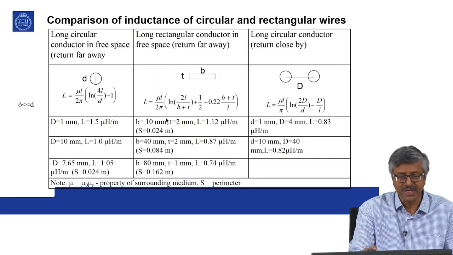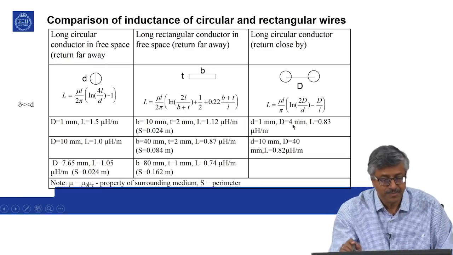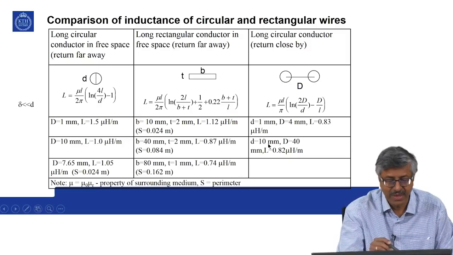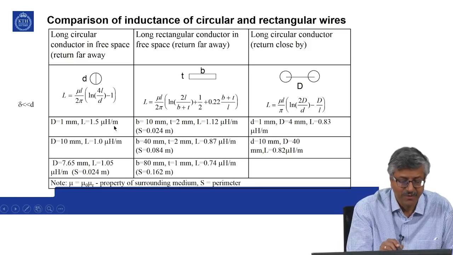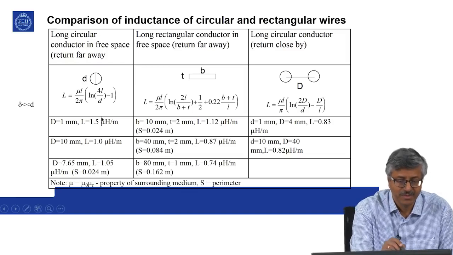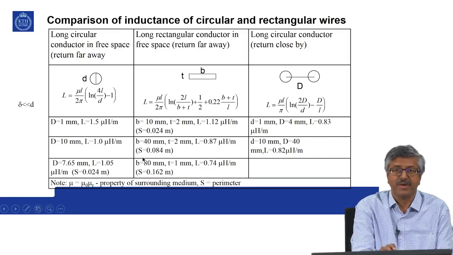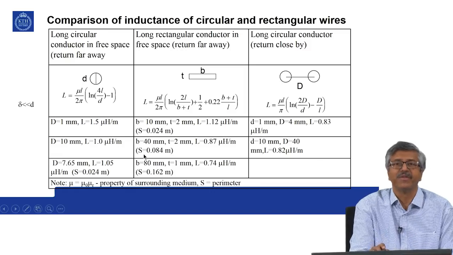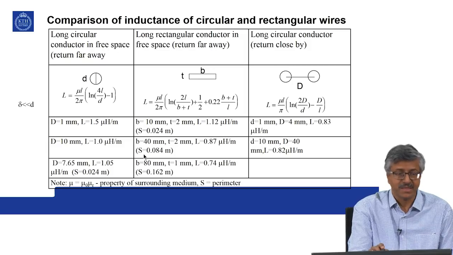So, here you have seen that by increasing the diameter to 10 for increasing the surface area, you achieve a reduction of only 0.5 microhenry per meter. But instead of a 1 meter wire, if you use a 0.5 meter wire, your inductance already becomes 0.75, half of 1.5. So, reducing the length of the wire is more effective in reducing the total inductance than increasing the thickness.